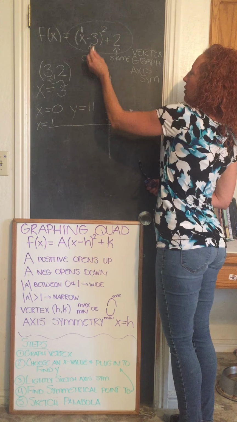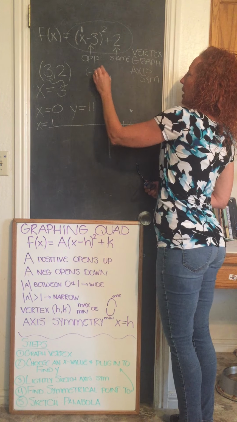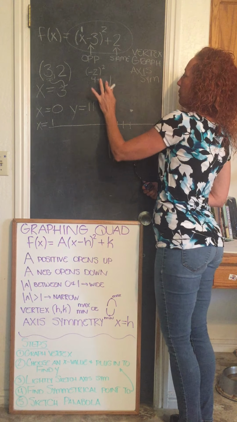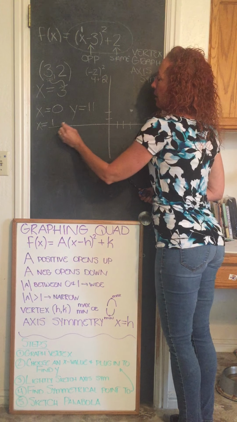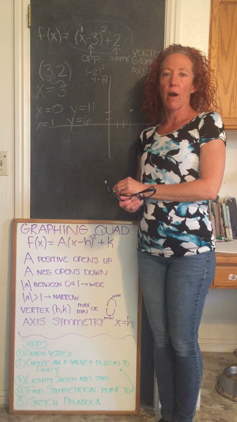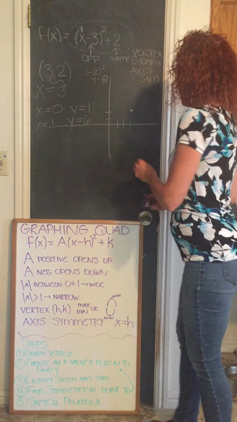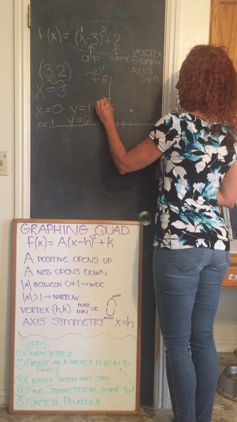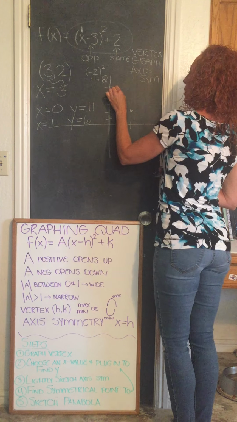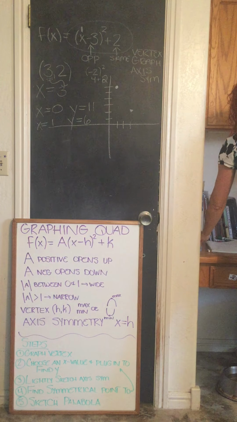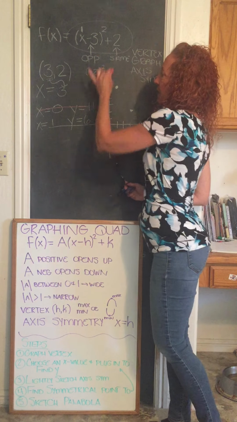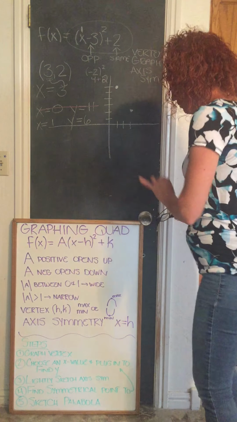So 1 take away 3 is -2. -2 squared is 4. 4 plus 2 is 6. So 1, 6 is on my graph. I'm going to graph that next. 1, 6. 3, 4, 5, 6. Right 1, up 6. So that point right there is a point on my graph. If you want to cross that out because we didn't use that, that's fine. If you did use that, you can just modify what we're doing here to match.